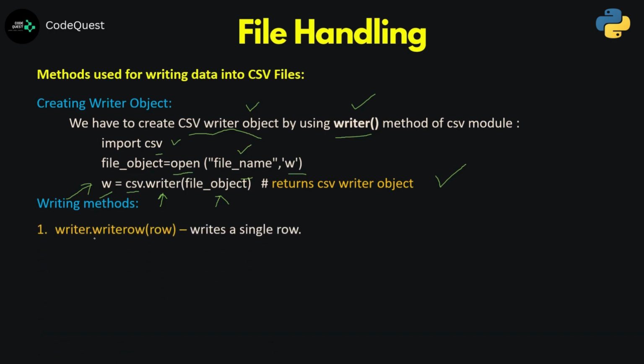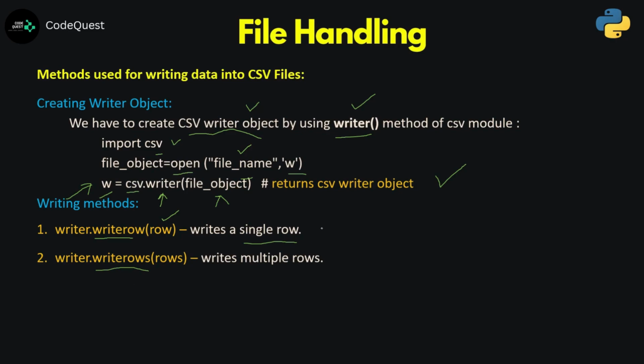One of them is writerow. This writerow is going to write a single row at a time. Suppose we want to write 5 different rows into our CSV file. I can call writerow 5 times, passing the content that needs to be put into each row. If you want multiple rows to be written at the same point of time, that can be carried out either by taking a list, or you can also take the help of a dictionary to do that. We will see examples in the coming slides.